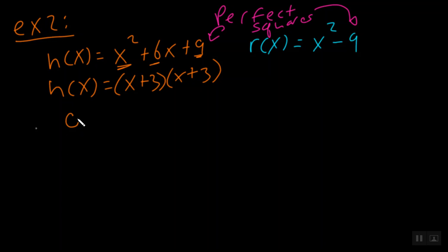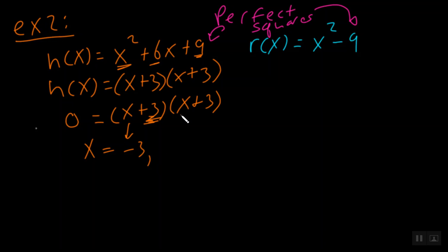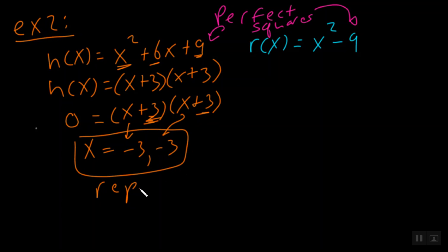Okay, now if we're going to solve this, we'd say 0 is equal to x plus 3, x plus 3. And now we're going to say, you know what is x? Well, this x is the opposite of positive 3, which will be negative 3. And this x is the opposite of positive 3, which is negative 3 again. And of course, guys, we have our repeated solution. And in fact, just so you know, anytime you have a highest exponent of 2, you need 2 solutions.